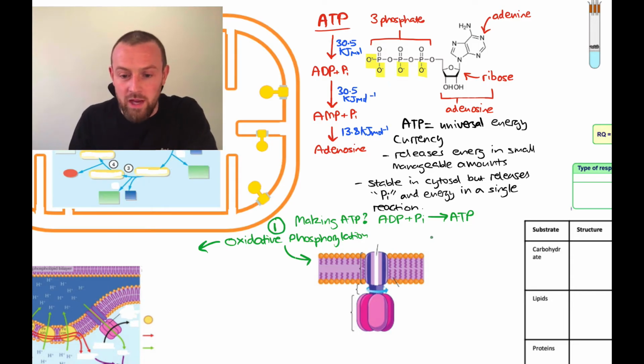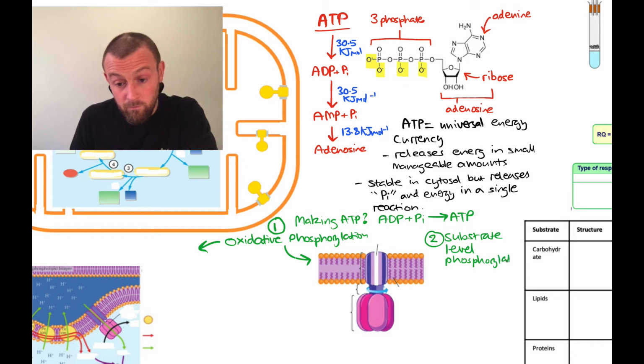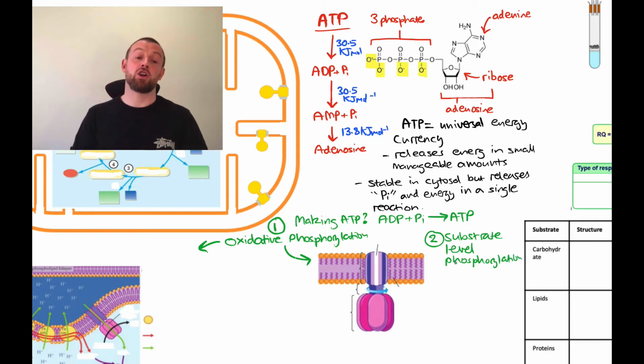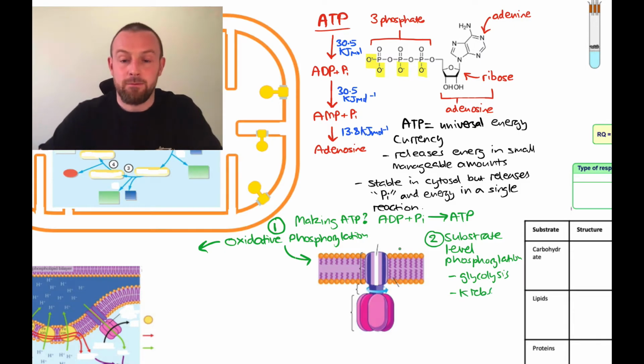And the second way is something called substrate level phosphorylation, which is really just a simple chemical reaction. And that happens in two places. Substrate level phosphorylation occurs both in glycolysis and in Krebs. Okay, so more on that later.